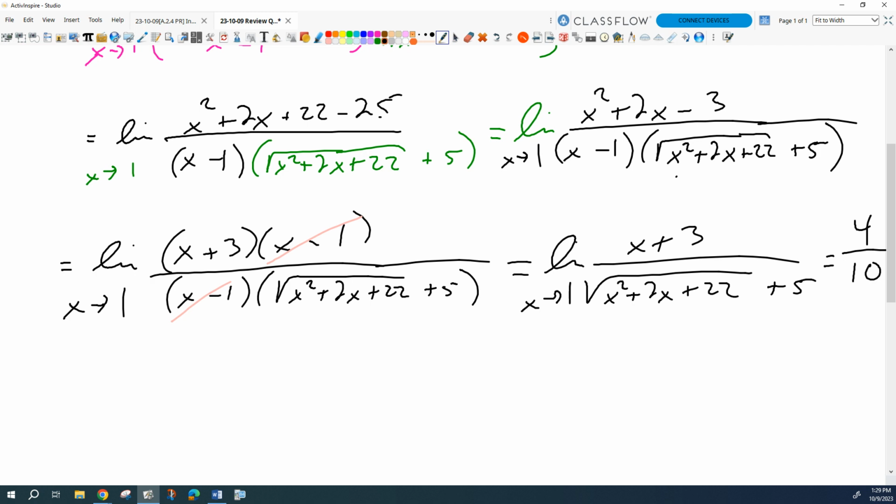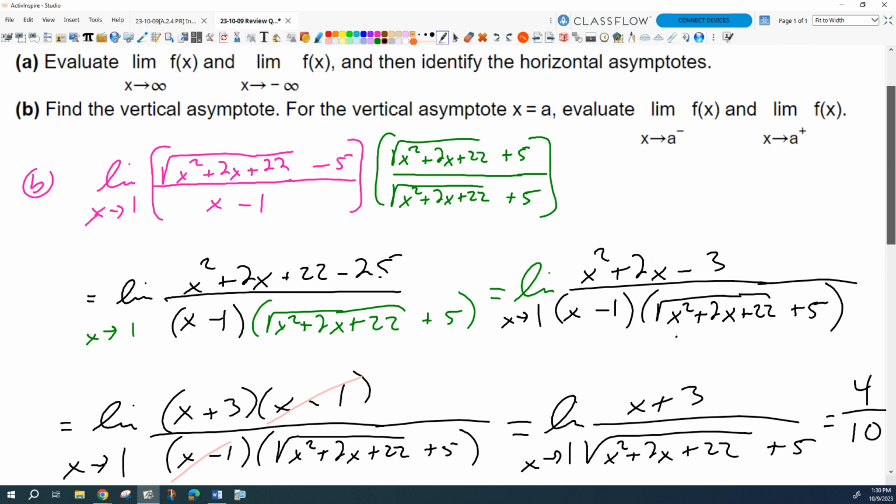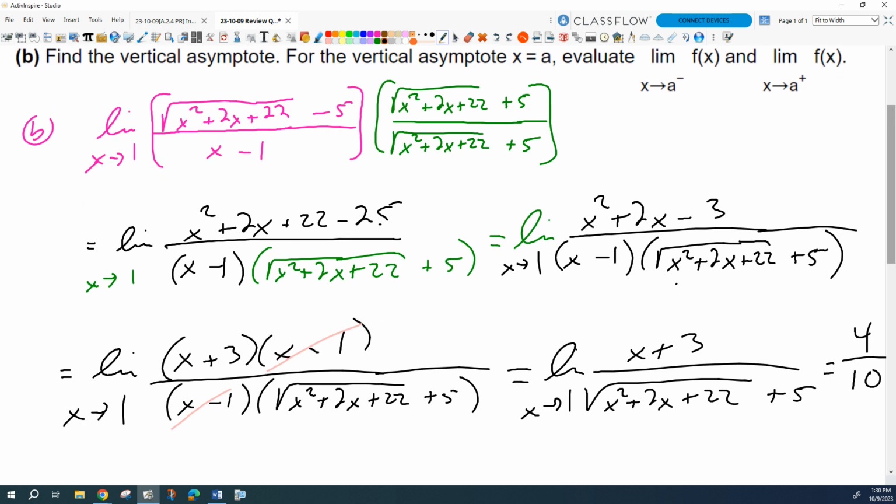So here's my question then. Did I have a vertical asymptote? I did not. When I took the limit, it was indeterminate initially, but after I got rid of the indeterminacy, I got a limit that was not a number divided by 0. So it's not a vertical asymptote. There are none. Make sense?